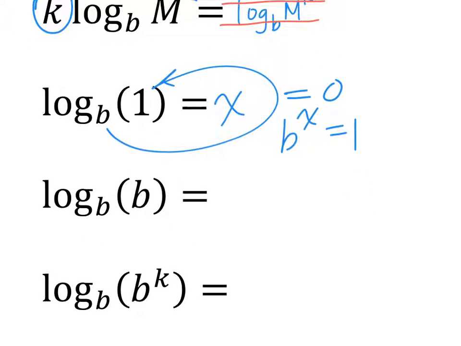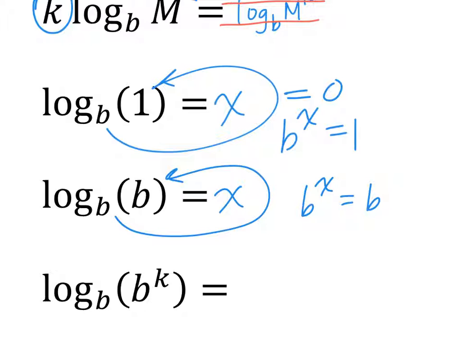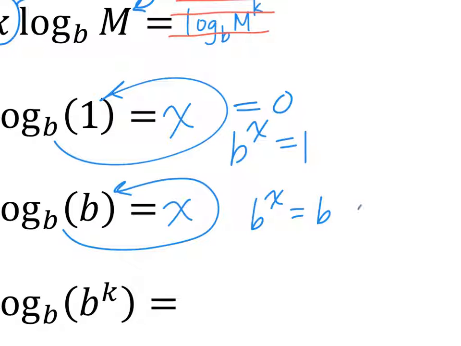Okay, next one. Log base b of b equals something. If you don't remember, I'm going to give you the rules, and it's easier if you memorize the rules. If you don't memorize the rules, you can always do the loop. So this is b to the x is b. So what does x equal to? 1, right? It has to be 1. So basically, if you have a log base b of b, it's just 1. If the base and the base are the same, it's just 1.